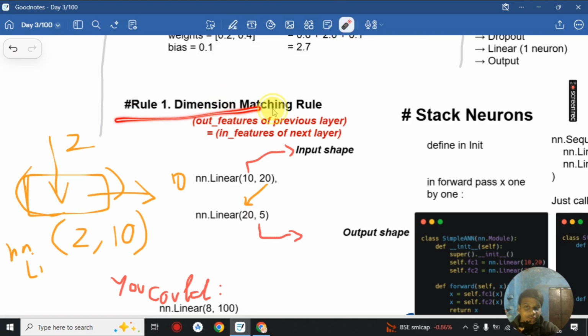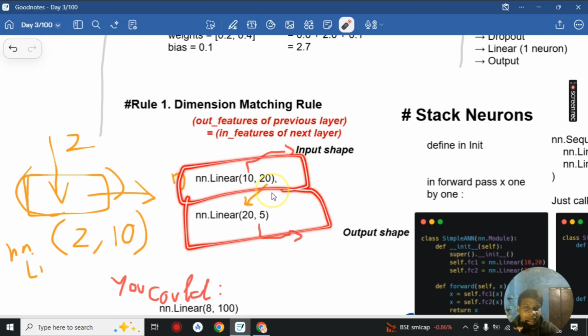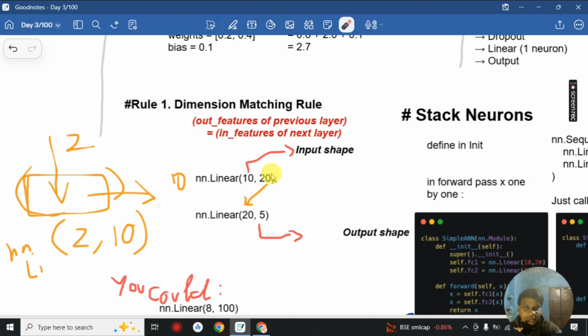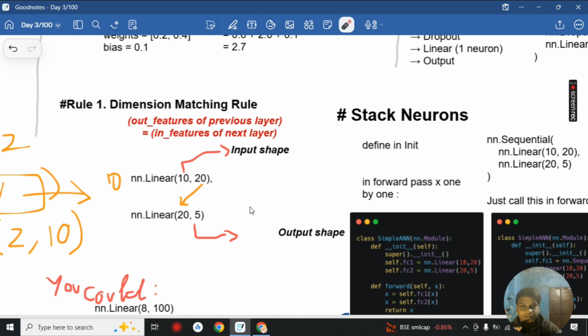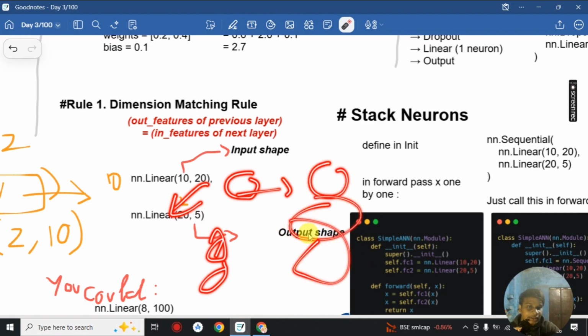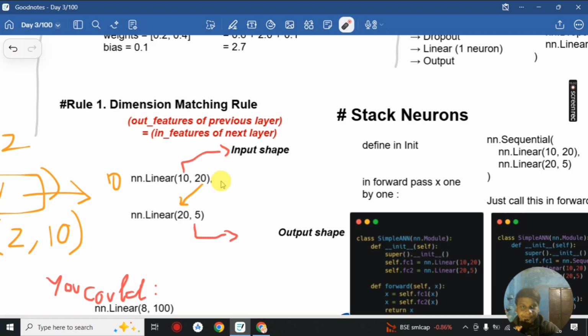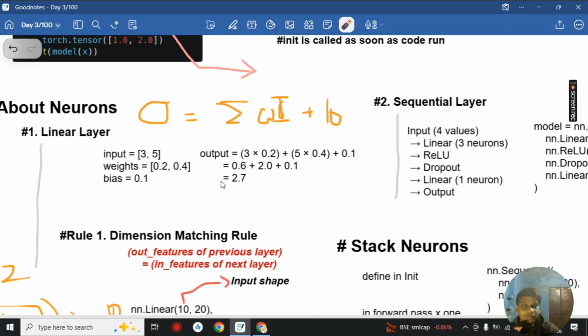Also, the first rule in the dimension matching rule is that you must check the shape between the two stacking neural layers. Okay, here the output features of the previous layer should be equal to the input features of the next layer. Okay, this one is very much important, as the output should be our next layer's input. So this is basically how it works.